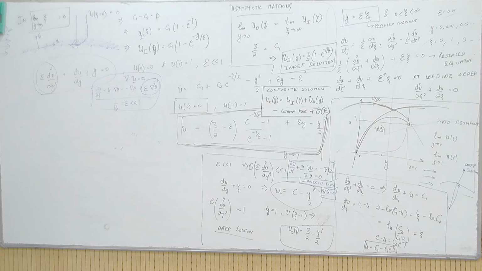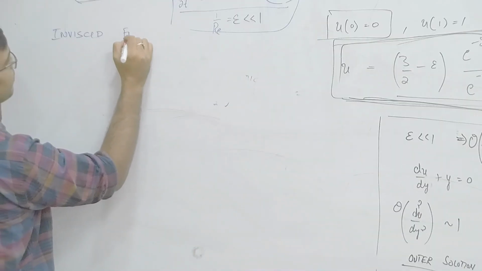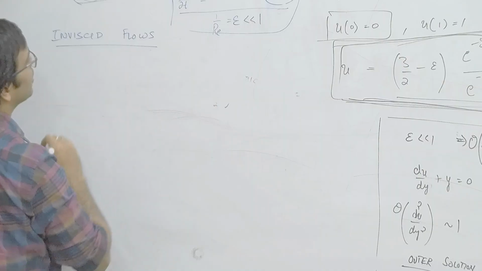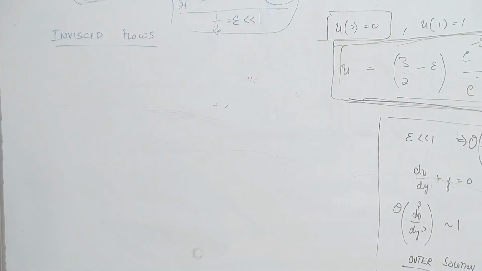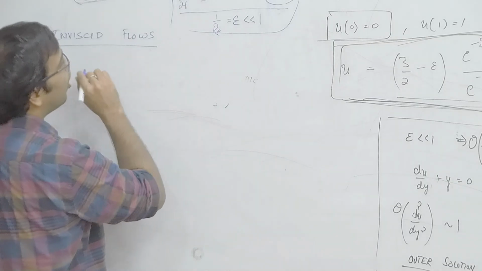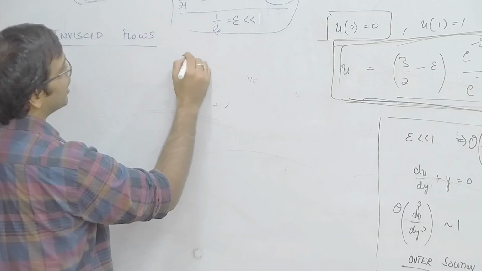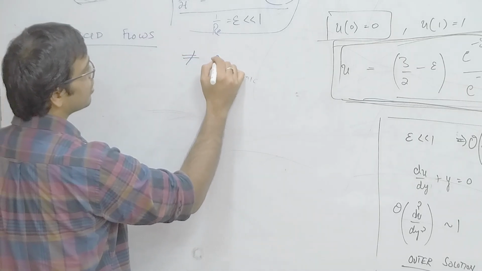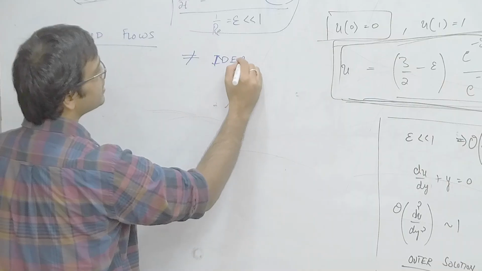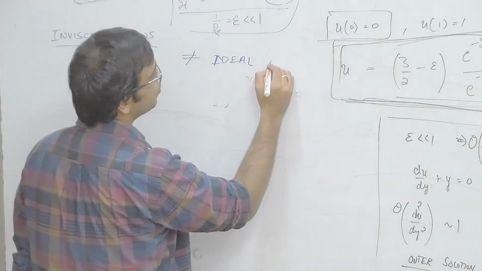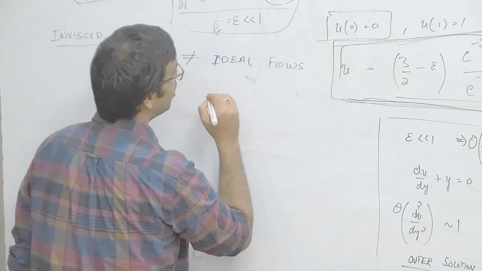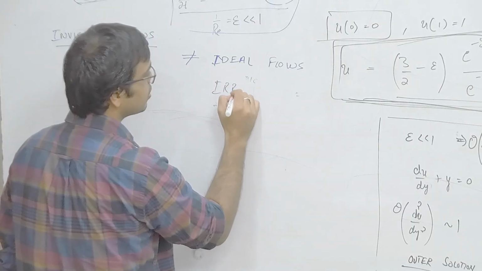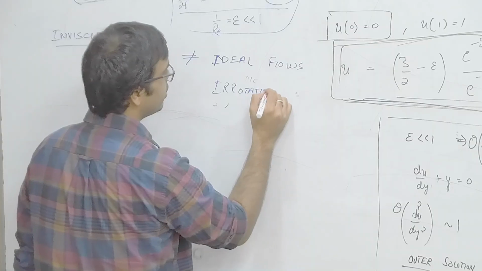So for a couple of lectures now we are going to look at inviscid flows in detail. Okay, and when I say inviscid flow, I do not necessarily always mean an ideal flow. All inviscid flows are not ideal flows. There is a specific class of inviscid flows which are called ideal flows or irrotational flows, and we'll get to them in a minute.